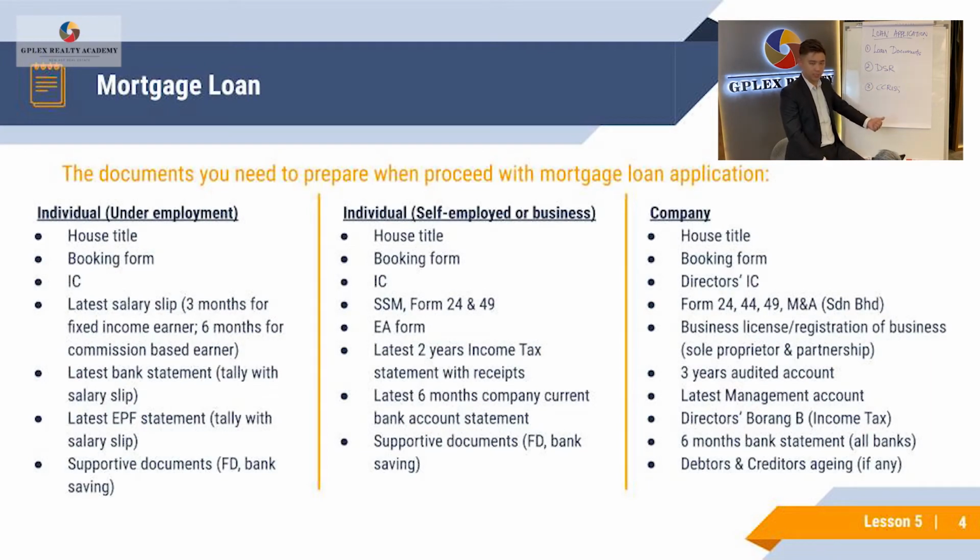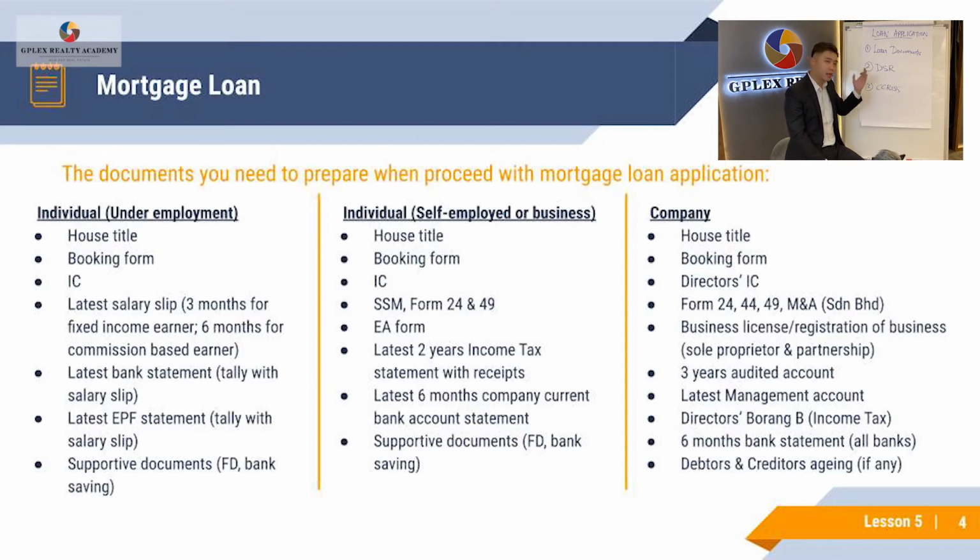So house title, yes, but instead of personal IC, here you will need to get all company directors' IC. And then next will be the Form 24, 44, 49, M&A for Sendirian Berhad, all right? And then your business license and your registration of business. All these things you need to prove, all right?